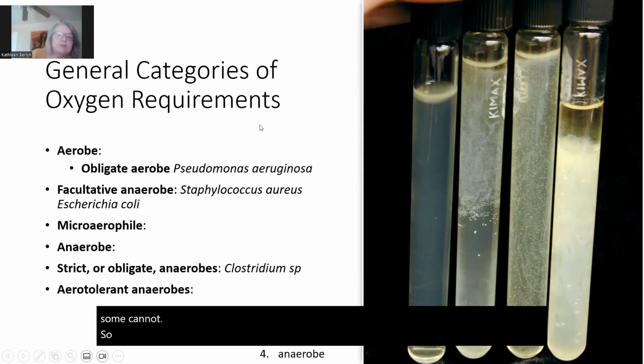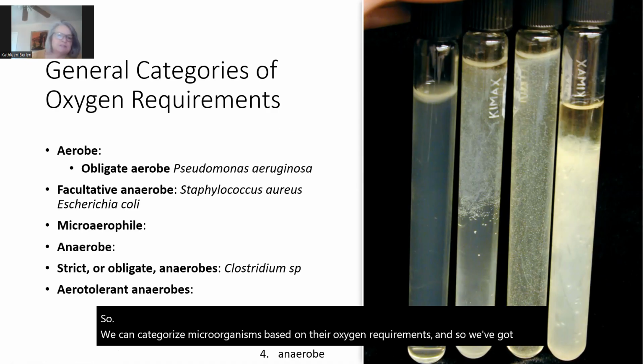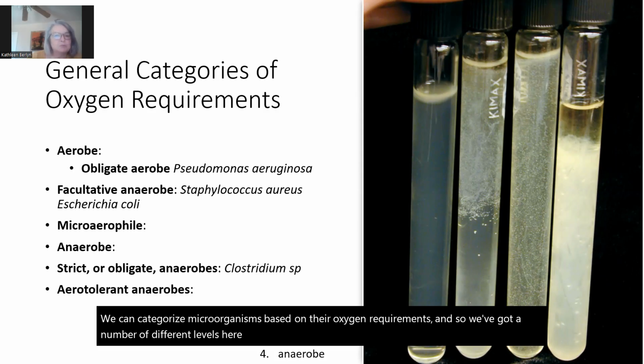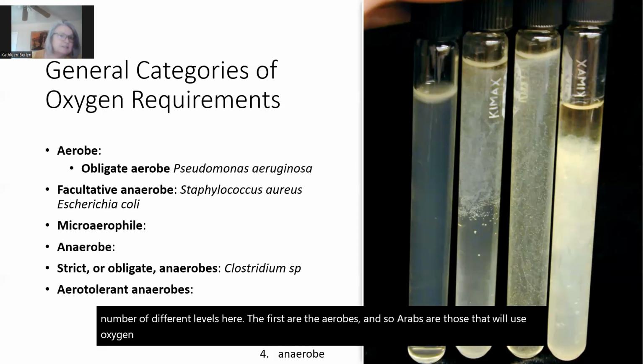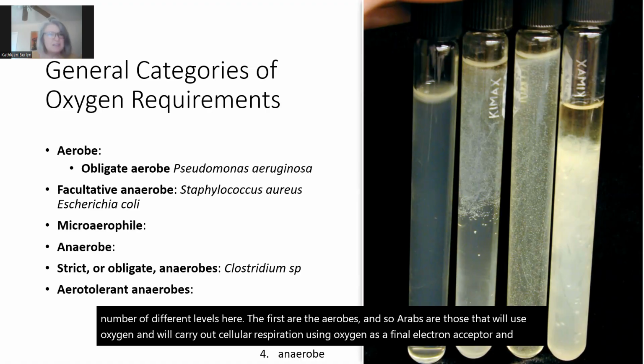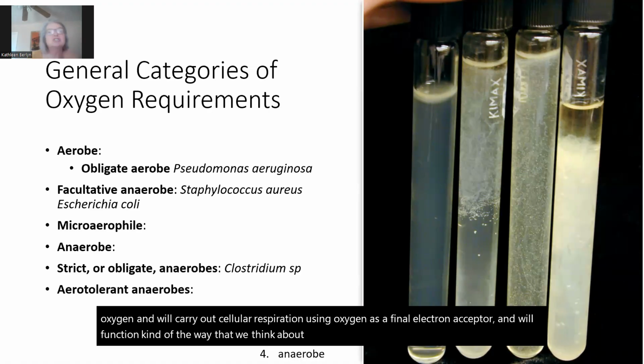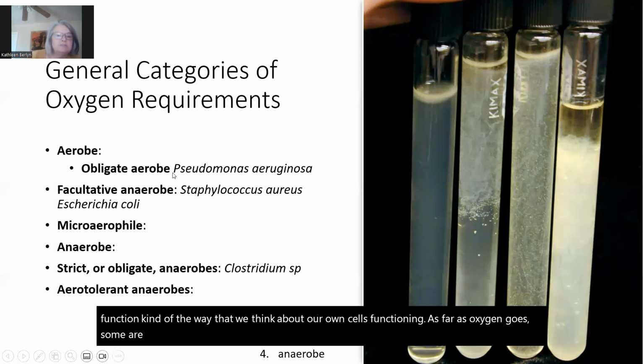So we can categorize microorganisms based on their oxygen requirements. And so we've got a number of different levels here. The first are the aerobes. Aerobes are those that will use oxygen and will carry out cellular respiration using oxygen as a final electron acceptor, and will function kind of the way that we think about our own cells functioning as far as oxygen goes. Some are obligate aerobes, and an example of that is Pseudomonas aeruginosa.